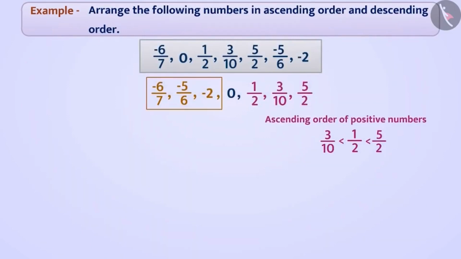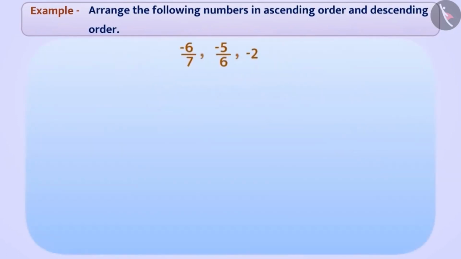Similarly, will you be able to compare the negative rational numbers and arrange them in ascending order? Pause the video and try. Let me tell you. Here, we will compare without using the number line. As you know, an integer is always a rational number. For example, here -2 can be written as -2 by 1. This is also a rational number.